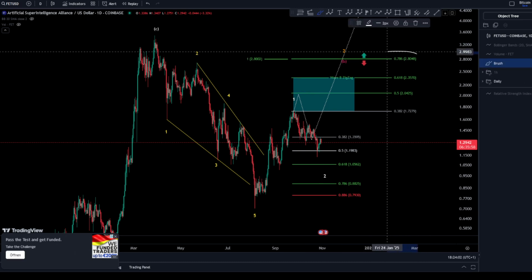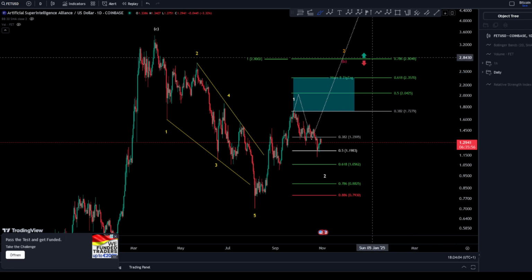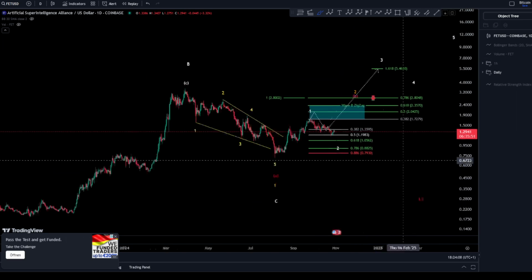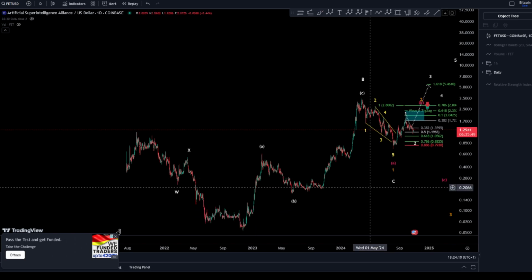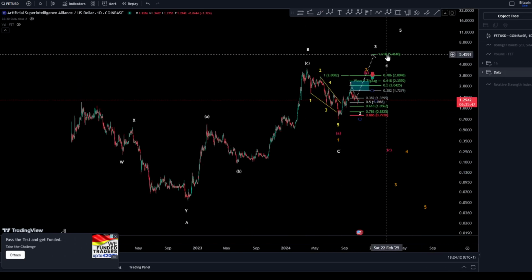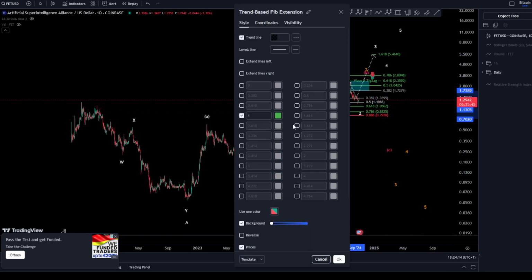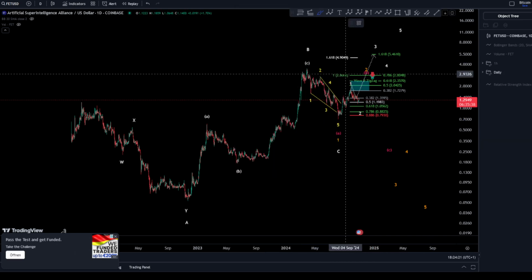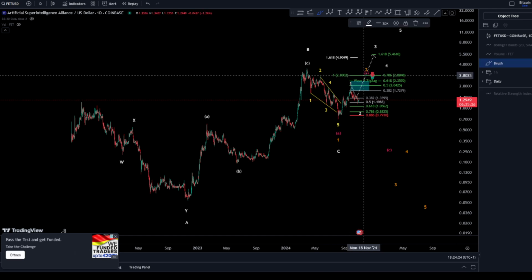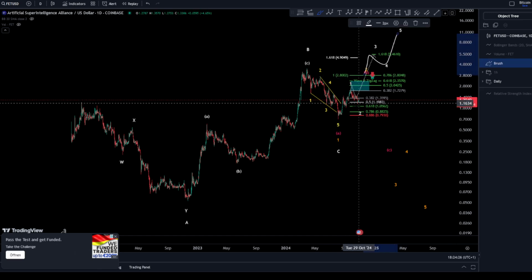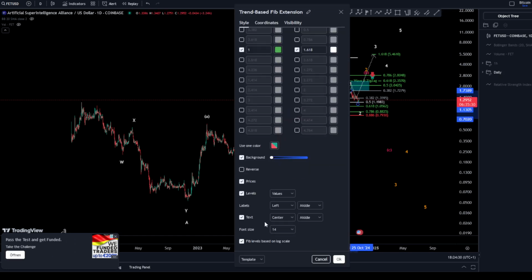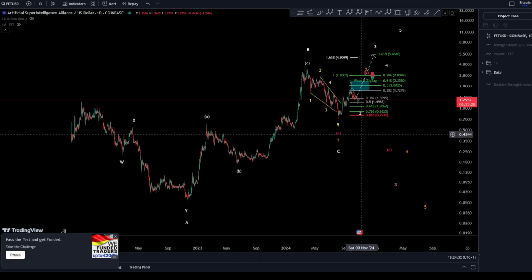And in that scenario, $2.8 is a very critical point for FET. It tells you that you are moving towards the upside, and that means you are looking for much higher prices. We're talking here at least about the 1.618, which is at $4.9, and this might be only your wave 3. Of course, after a wave 5, you might reach even higher. So yeah, basically these are the updates for FET.